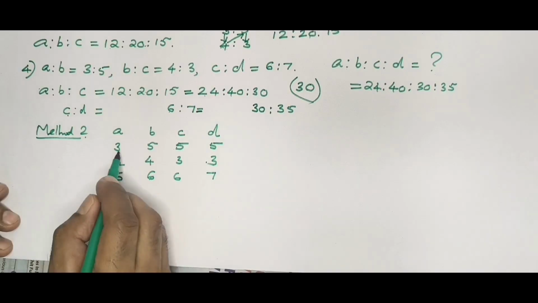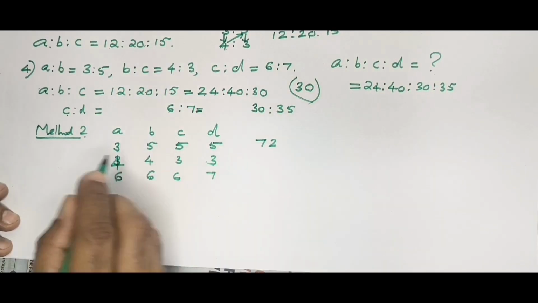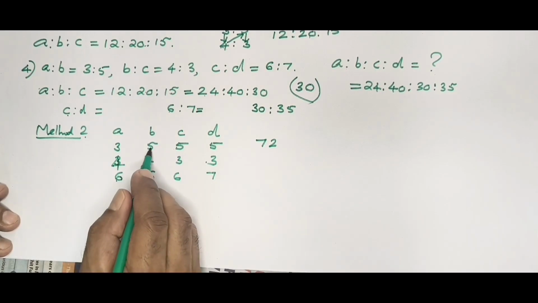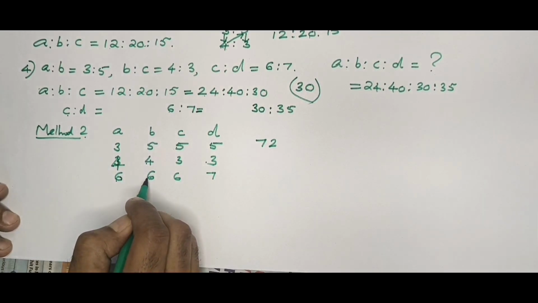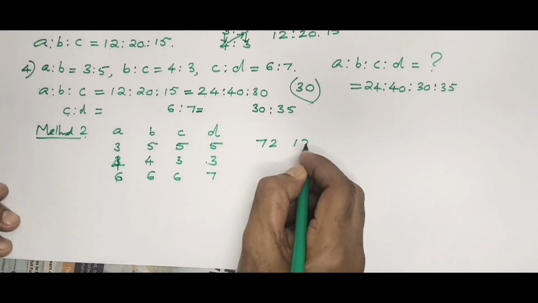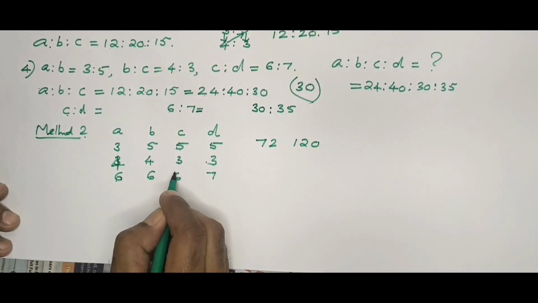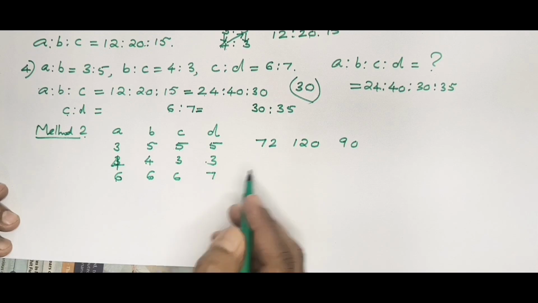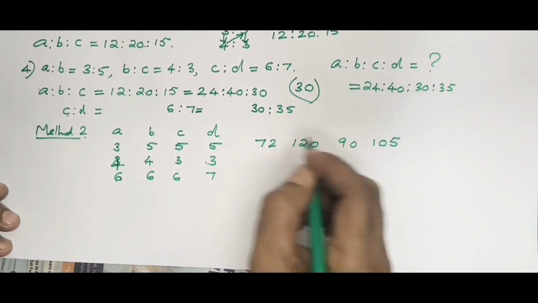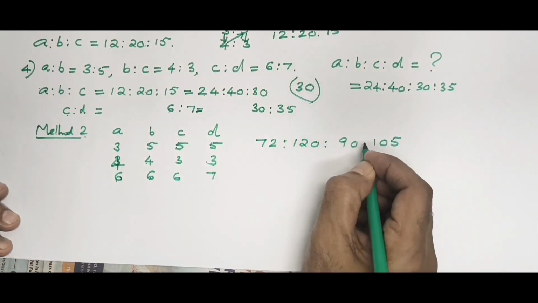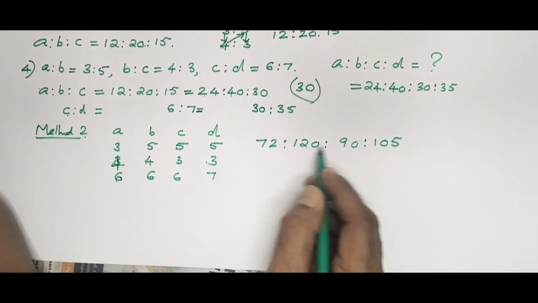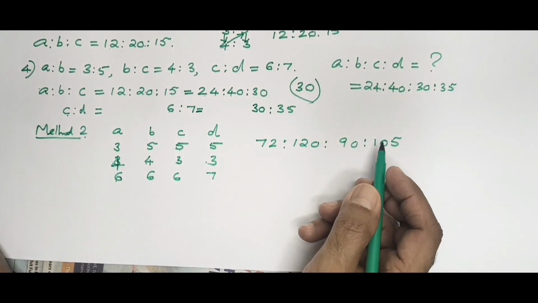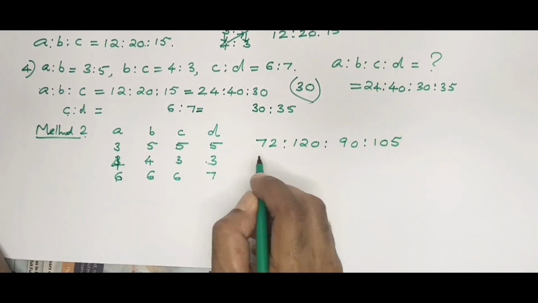And then you multiply like this. 3 multiplied by 4, 12. 12 into 6, 72. Then 5 multiplied by 4, 20. 20 multiplied by 6, 120. Then 5, 3, 6. That will be 90. 5, 3, 7, product will be 105. And this will be the ratio. It's not the final answer because you can see some number dividing all of them. I think 3 will go into all the numbers.